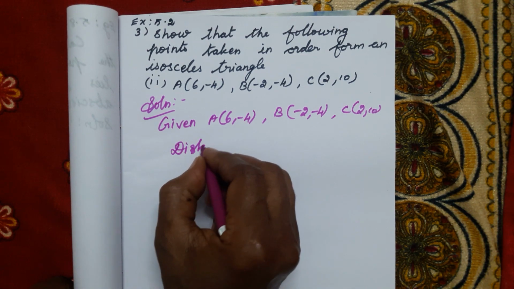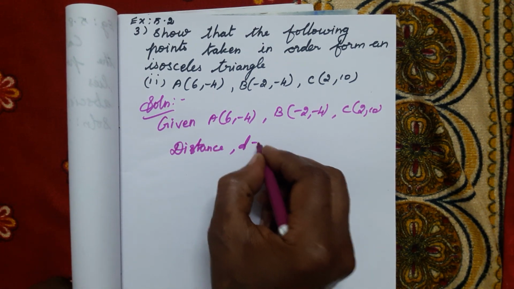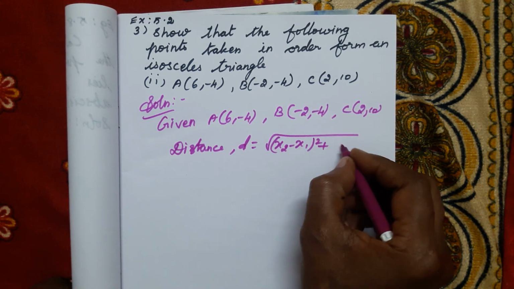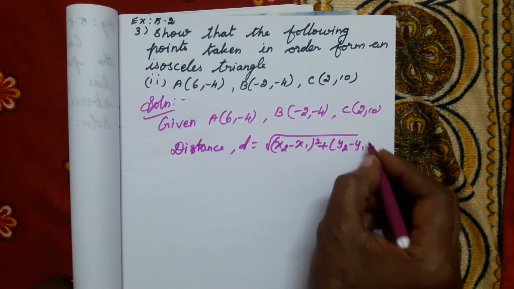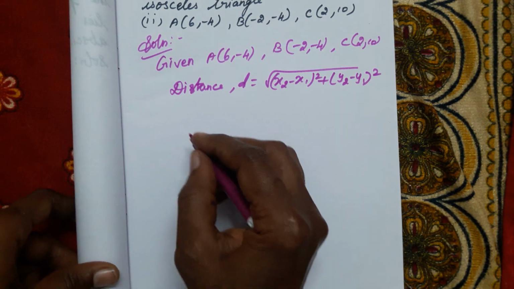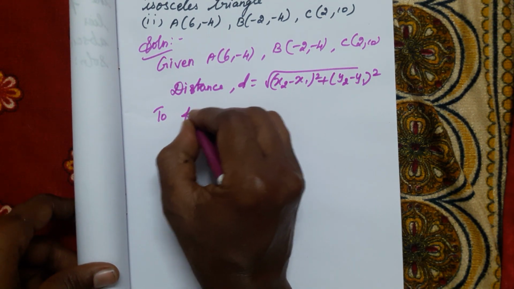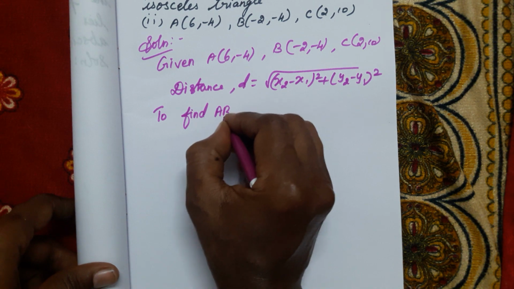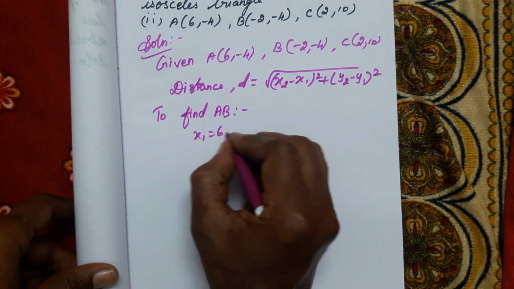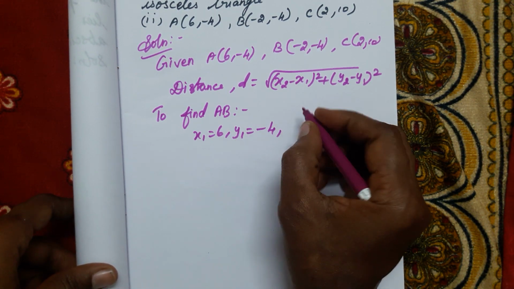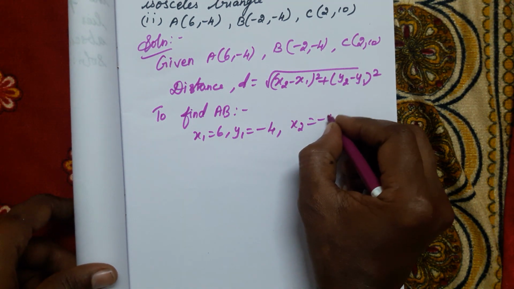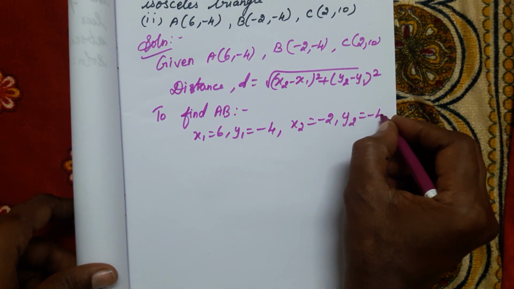A (6, -4), B (-2, -4), C (2, 10). Distance d is equal to, what is the formula? Distance d is equal to root of (x2 minus x1) the whole square plus (y2 minus y1) the whole square. To find AB, first we have to find the AB side. x1 is equal to 6, y1 is equal to -4. B point is x2, y2, that is x2 is equal to -2, y2 is equal to -4.